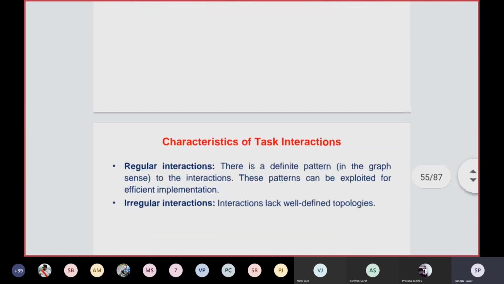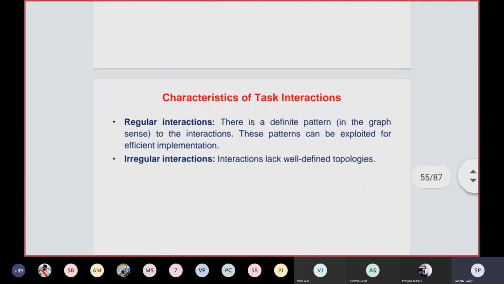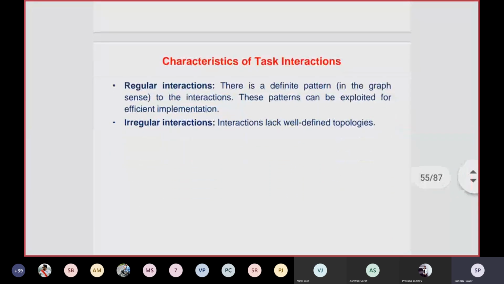Similarly, characteristics of task interactions can be classified as regular interactions and irregular interactions also. In case of the regular interaction, there is a definite pattern of the task interactions. Interaction is nothing but how tasks are sending and receiving data, which are required to complete their computation. An example of a definite pattern is in the graph sense. This pattern can be exploited for efficient implementation also.